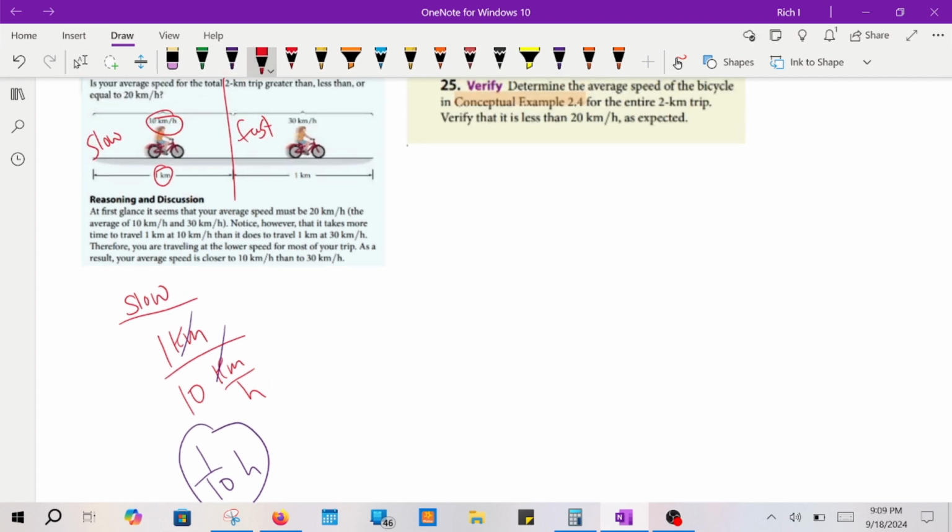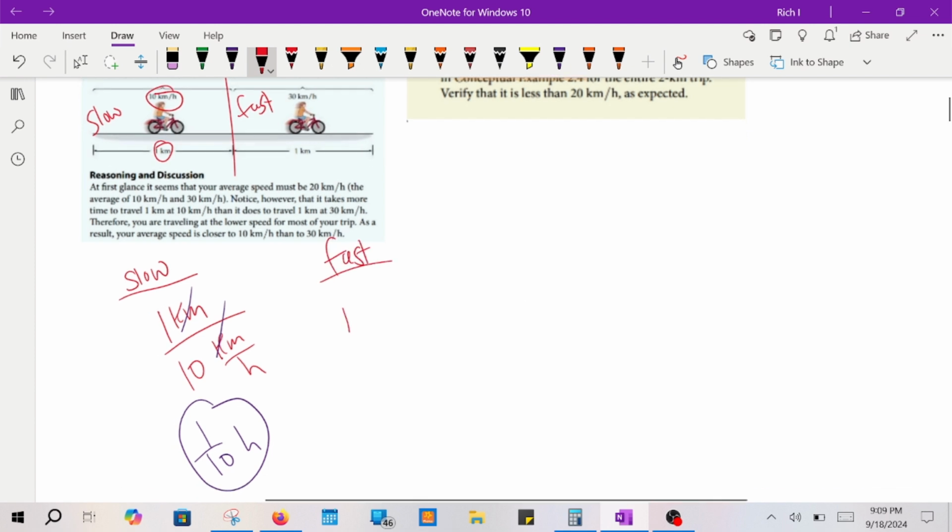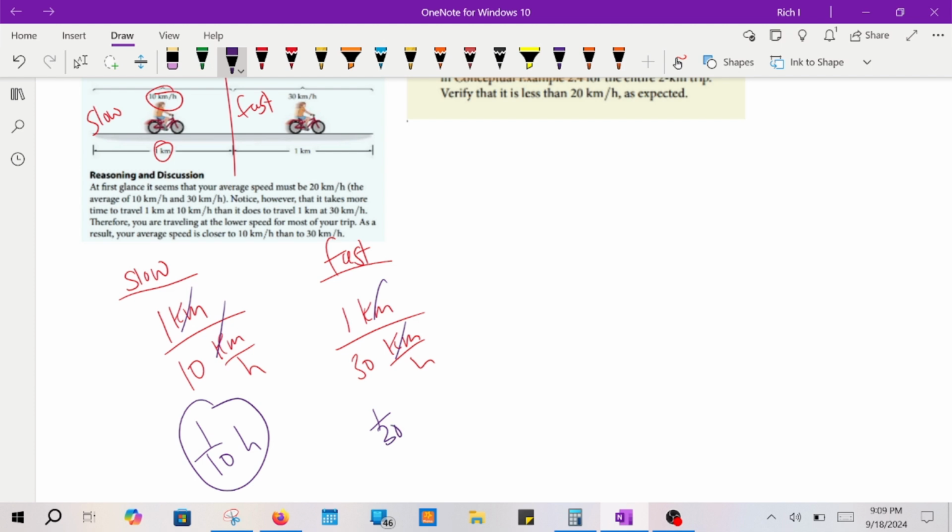All right, so now we're going to do the fast part. Right now, again, we're just calculating the times. For the fast part, we're going to set it up the same way. They still went 1 kilometer, but this time they went 30 kilometers per hour. By that same logic, the kilometers are going to cancel out, and for the fast part, they went 1/30th of an hour.